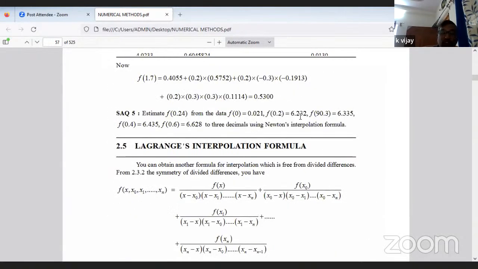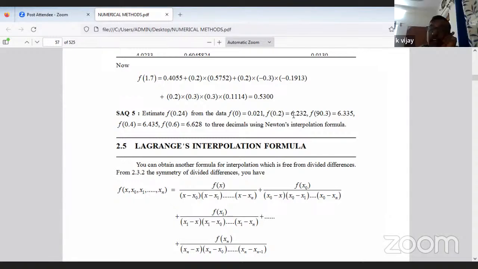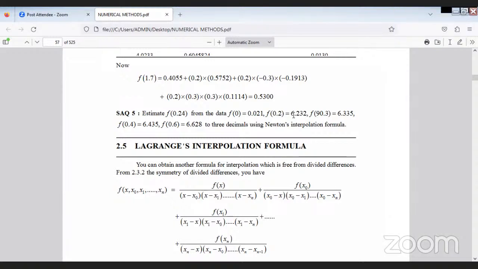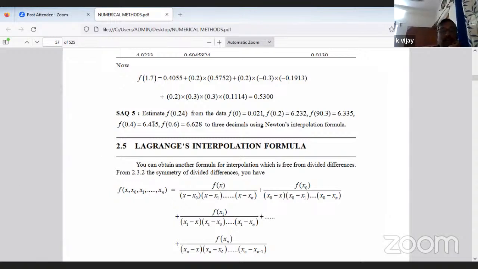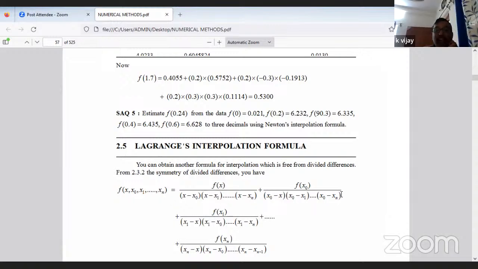So Lagrange's f of x, that is the y value, x0, x1 minus x. Again f of x0, x0 minus x. And the denominator values are same. Why? Because f of x, x minus x0, x minus x1, up to x minus xn, then x0 minus xn.